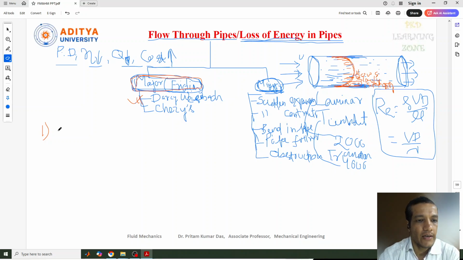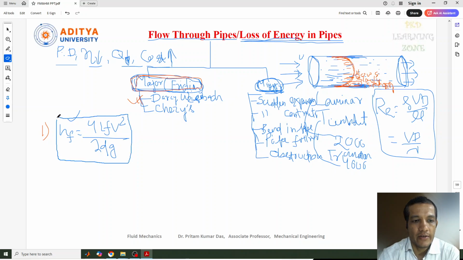the head loss. So the Darcy-Weisbach equation gives the head loss, and the formula is hf equal to 4fLV square divided by 2dg. Here hf is the loss of head due to friction, L is the length of the pipe, D is the diameter, V is the average velocity of the fluid, and f is the friction factor, or you can say the coefficient of friction.